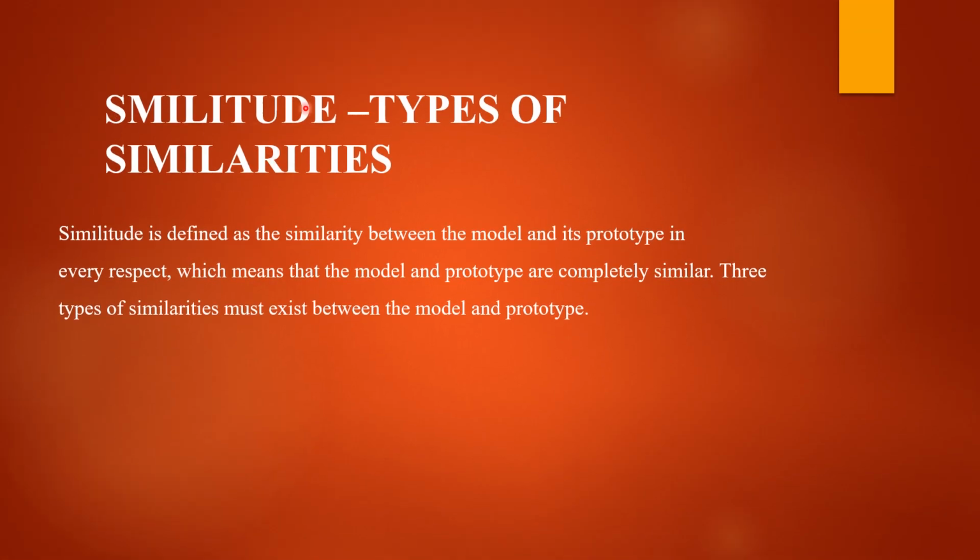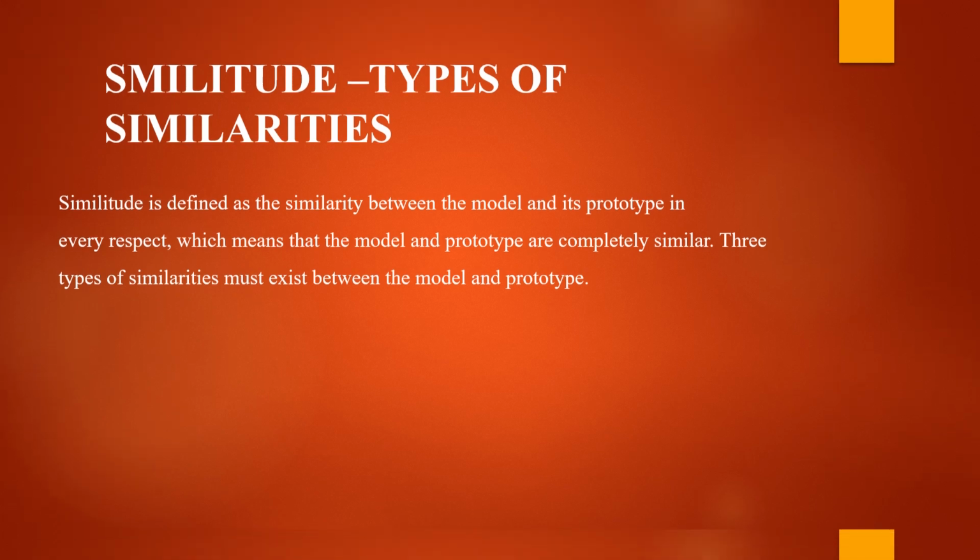Let's look at similitude, types of similarities. What is similitude? Similitude is defined as the similarity between the model and its prototype in every respect, which means that the model and prototype are completely similar. Three types of similarities must exist between the model and prototype for you to calculate an equation.